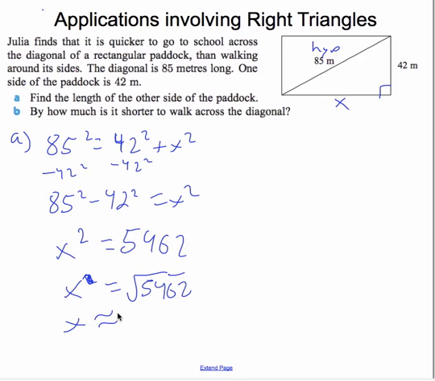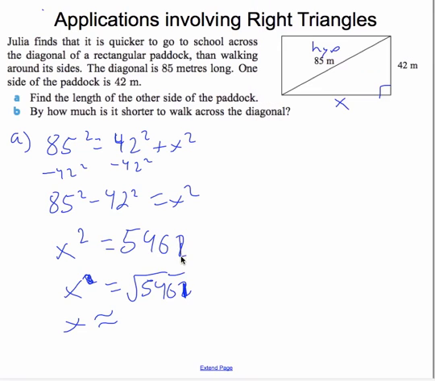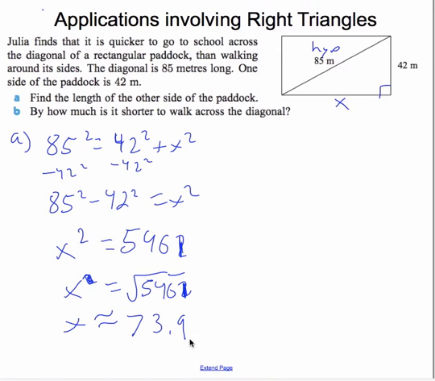So second function, root, second function, answer. So take the square root of the answer, and we get 73.9. So that should be a 1 here, and that's approximately 73.9 meters. Don't forget your units. Okay, next example.